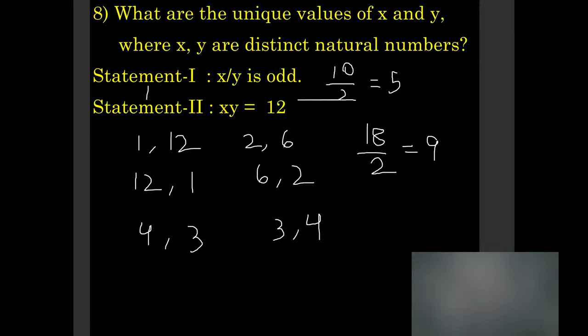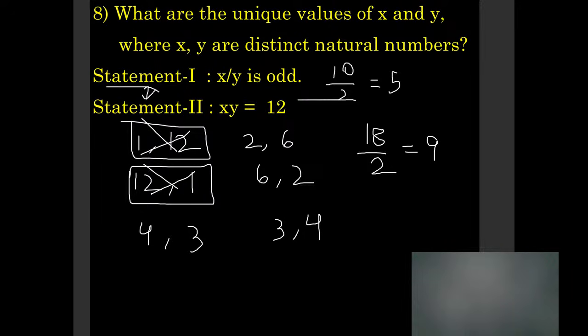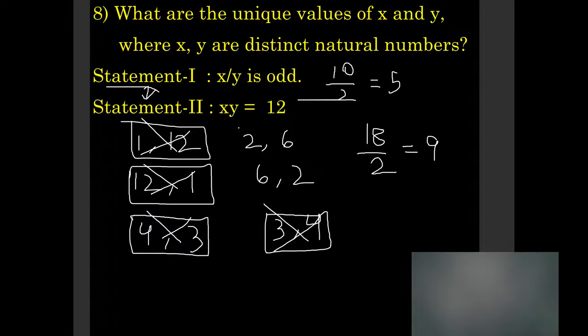After combining statements 1 and 2, we need x by y to be odd. So 1 by 12 is not an odd number, so this is cancelled. 12 by 1 is not an odd number, so this is cancelled. Next, 4 by 3 is also not an odd number, so this is also cancelled, because we require x by y to be an odd number. Next, 3 by 4 is not an odd number, so this is also cancelled. Next, 2 by 6 is not an odd number, so this is cancelled. 6 by 2, this is an odd number.